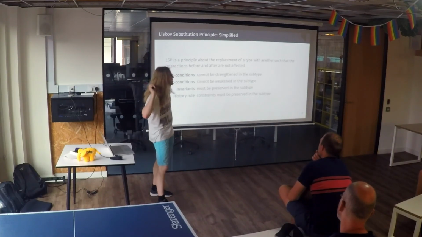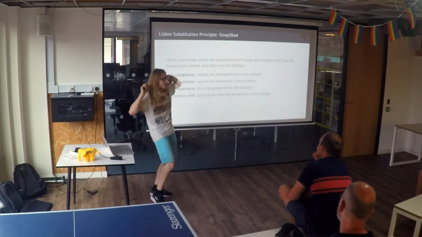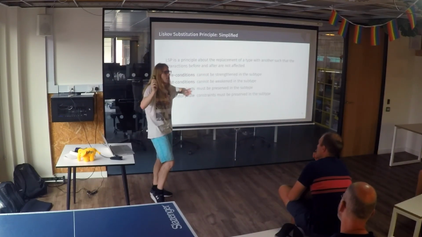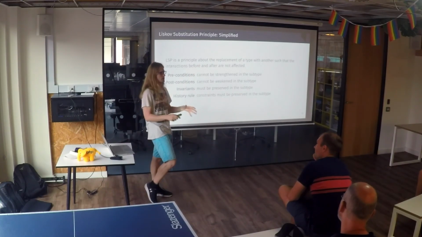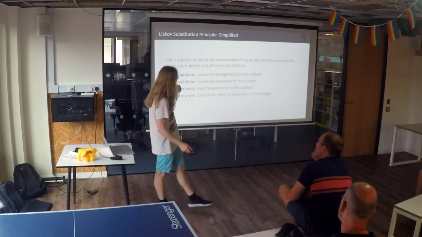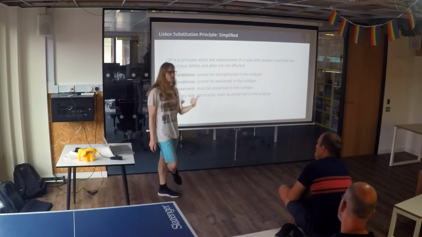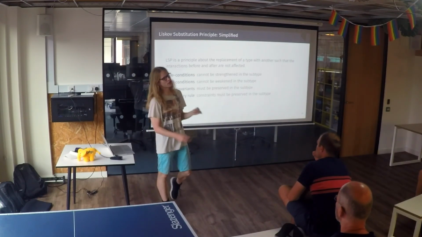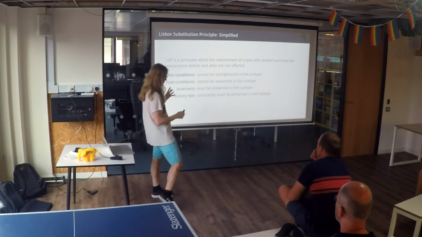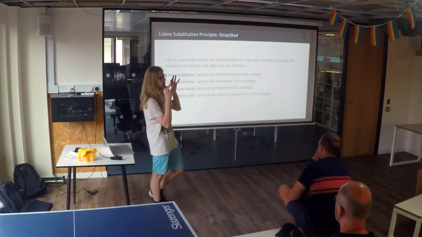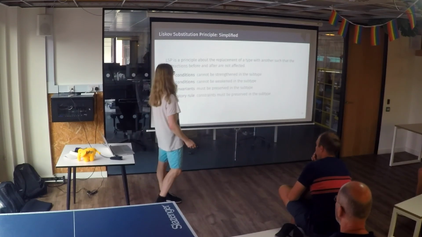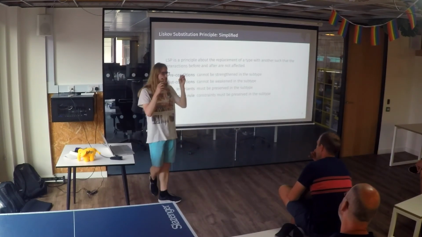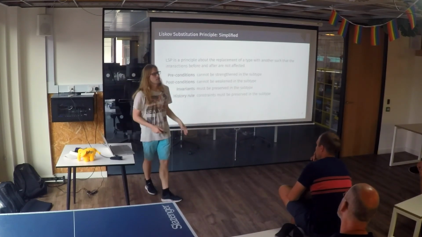Basically, I can replace a type with something else in a way that nothing breaks and my behavior is consistent. Which means preconditions cannot be strengthened in the subtype, postconditions cannot be weakened, invariants must be preserved, and there's this weird thing specific to the Liskov substitution principle, which is called the history rule, which means that constraints must be preserved in the subtype.